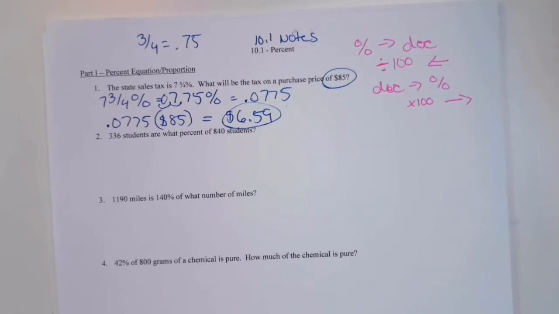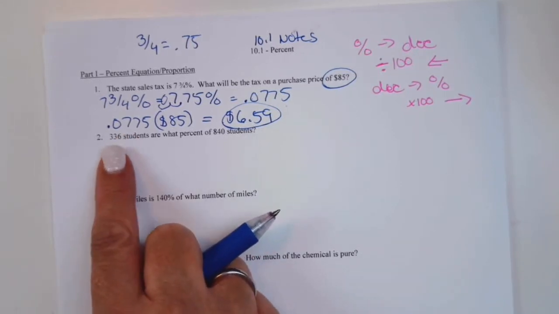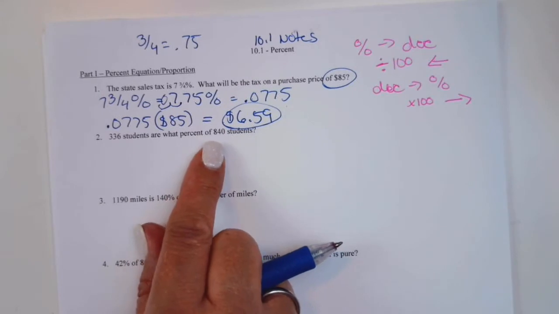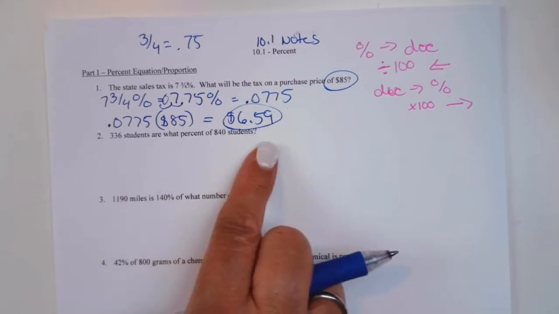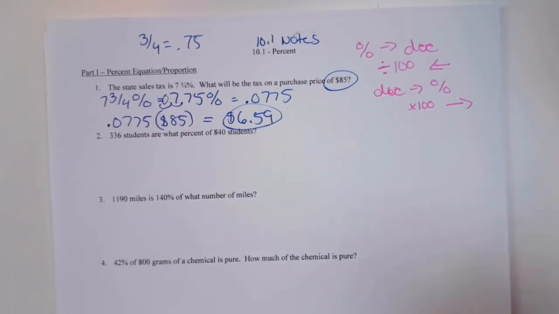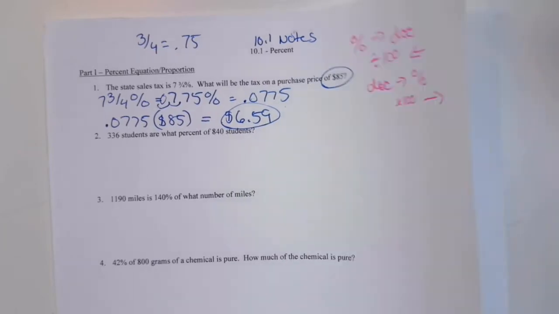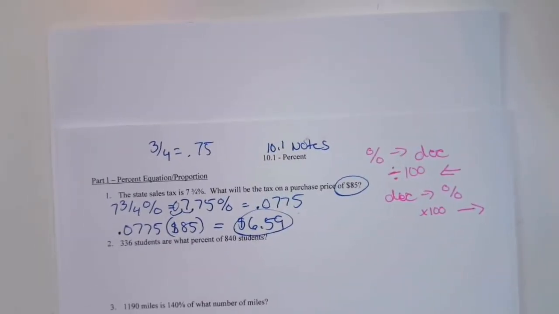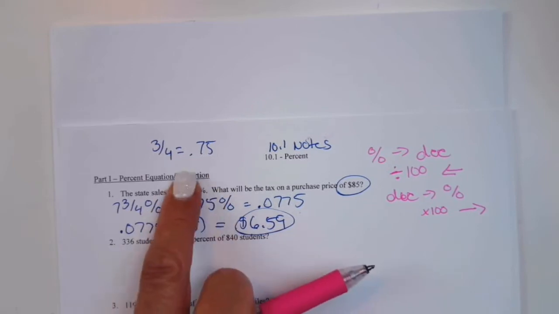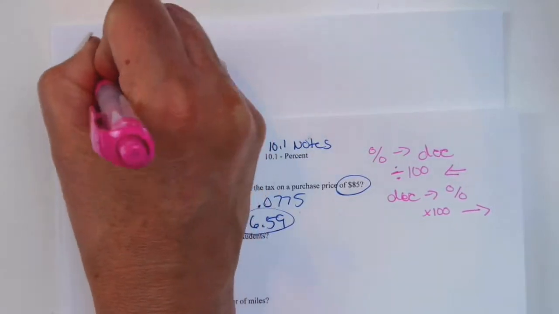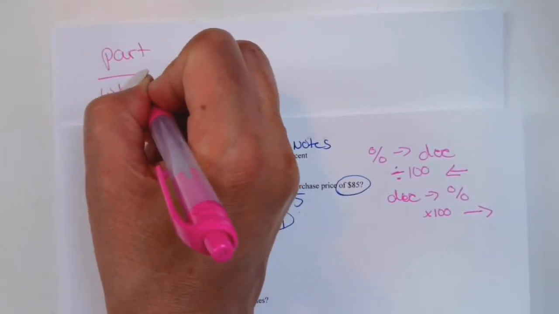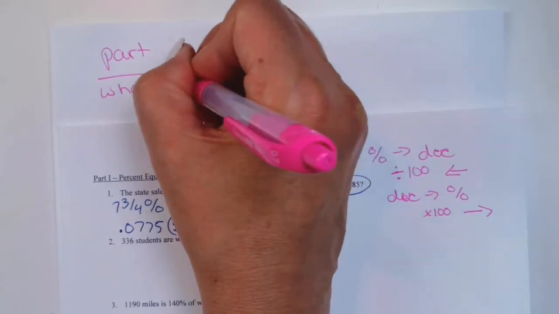Okay, next. We have 336 students, are what percent of 840 students? Now, what we're going to use here is a proportion, like it says here. A proportion meaning that we have part over whole, and this equals percent over 100.